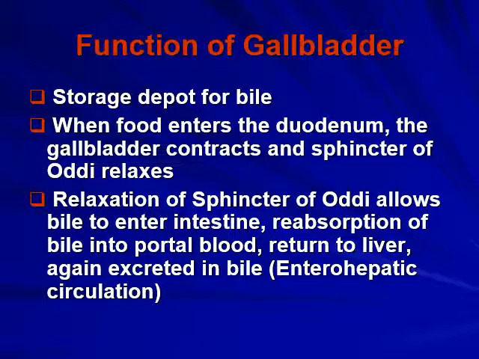Okay, functions of the gallbladder. We said that the gallbladder stores the bile. And then when food enters the duodenum, the gallbladder contracts and the sphincter of Oddi relaxes and then basically allows bile to enter the intestine. And there is where it's reabsorbed and then it gets into the portal venous system, returned to the liver, etc. But basically we know that we need this bile entering at the duodenum for breakdown of fat.